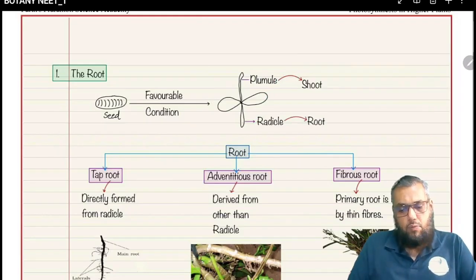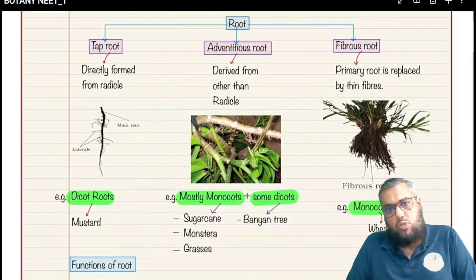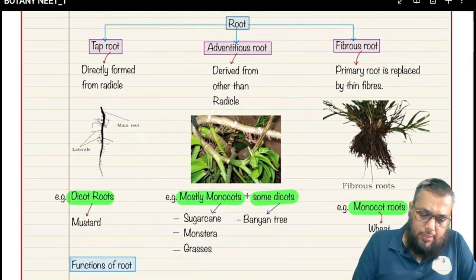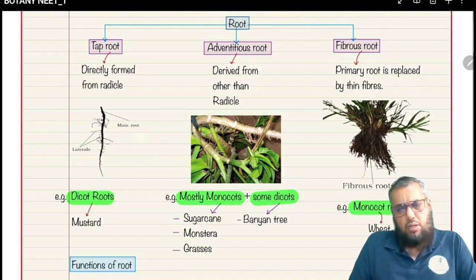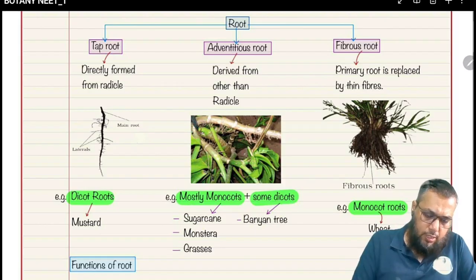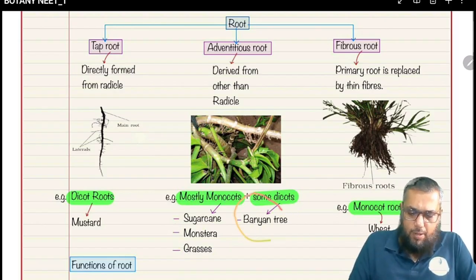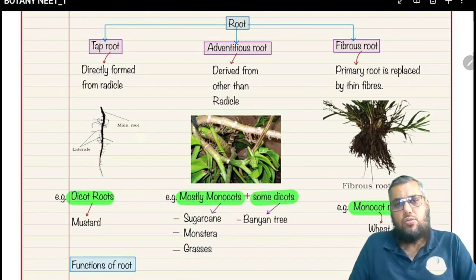Okay. So now we have got the types. That is the taproot, which is mostly found in dicots. Example is mustard. Then adventitious roots are found in many monocots as well as some dicots. So sugarcane, monstera, grasses. These are examples of those monocots which have adventitious roots. Some dicots, like I just mentioned, banyan tree, have an adventitious root system.